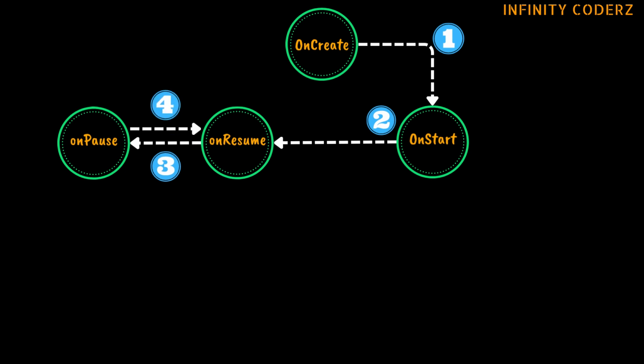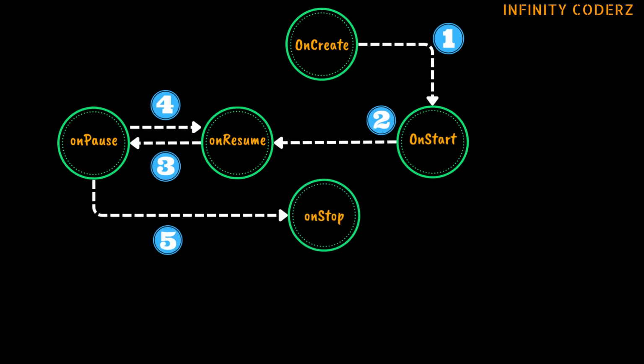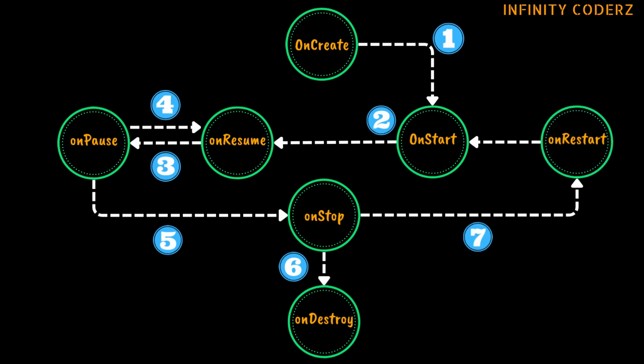From onPause, onResume is triggered again if the previous activity comes back to the foreground, moving back to the onResume state. Otherwise it is followed by onStop, triggered from onPause, which gives us an opportunity to release resources that are not required while the activity is in a stopped state. Number six is when the activity is being destroyed and onDestroy will be called. This is where we actually release all the resources and close the activity.